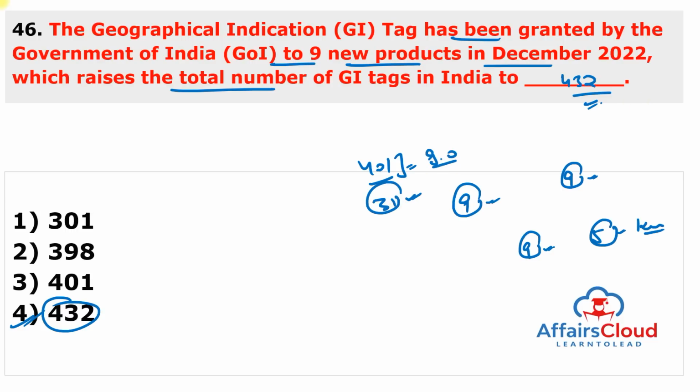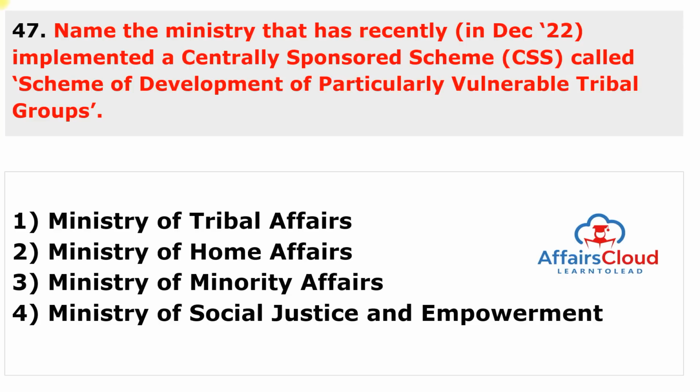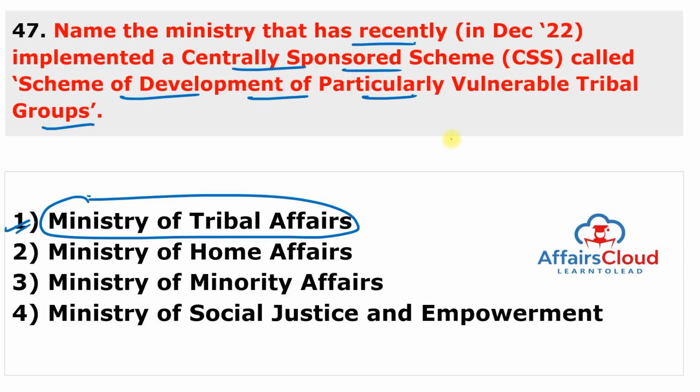Moving to next question. Name the ministry that has recently implemented a centrally sponsored scheme called the Scheme of Development of Particularly Vulnerable Tribal Groups. And this ministry is one and only the Ministry of Tribal Affairs. Very simple question. Answer of this question is 1.